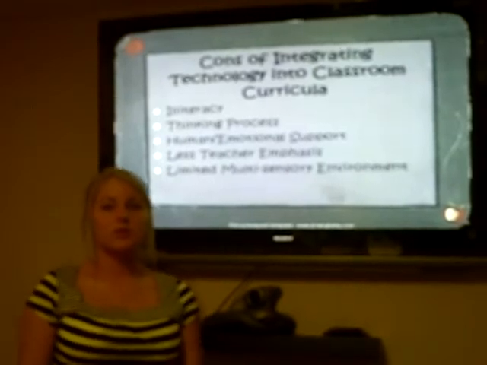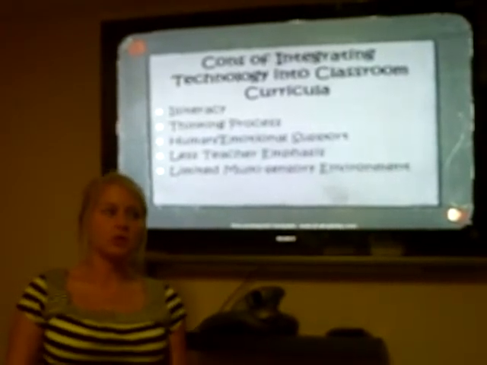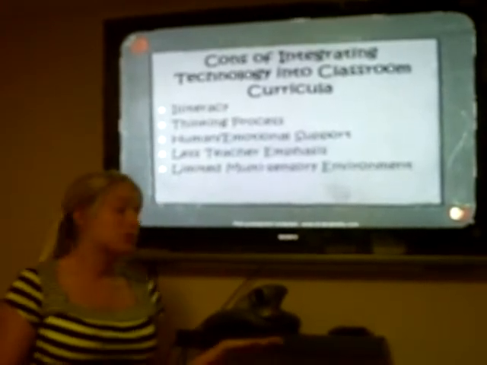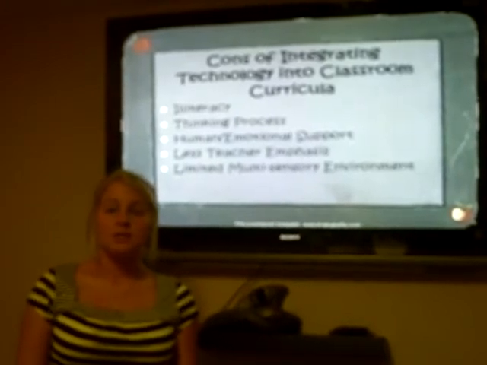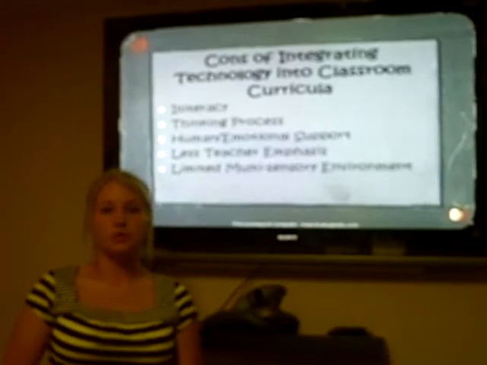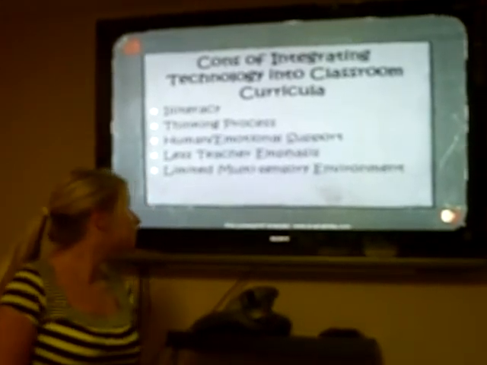Also, with computers, if a teacher integrates them where the computer's doing all of her teaching, his teaching, the students aren't getting that support from their teachers. A lot of students need emotional, human support. Some don't get it at home, so it's really important for teachers to be in the process as well.